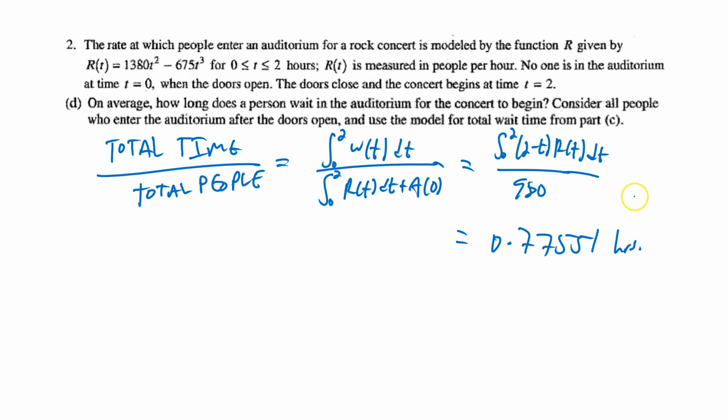0.77551 hours. Now this is kind of weird to interpret, but what that means is that the average person had to wait about 45 minutes. So you might have had some that came before that, some that came after, closer to the concert starting, but the average person waited a little more than 45 minutes, because 0.77 is close to 0.75 hours. And that's it.